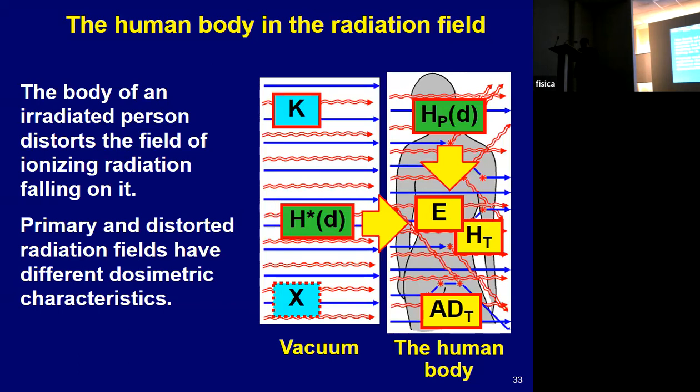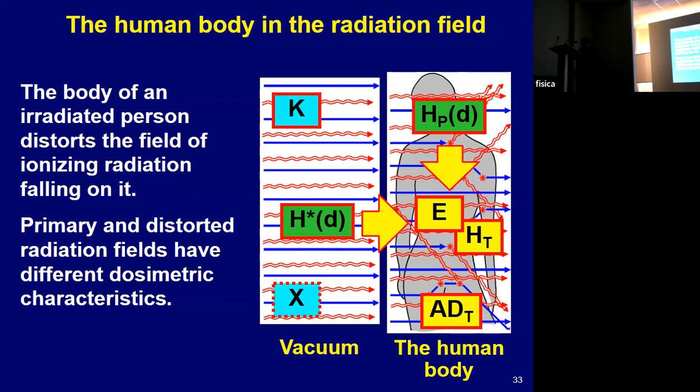Radiation falling into the human body transfers its energy to biological tissue and causes biological effects of radiation. The irradiated human body distorts the field of ionizing radiation. Primary and distorted radiation fields have different dosimetric properties and should be characterized by different dosimetric values.